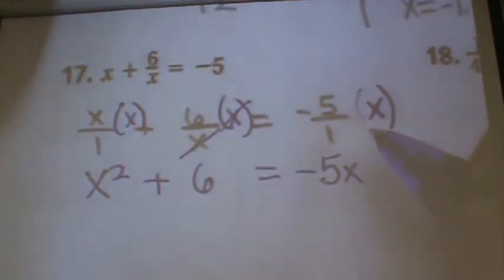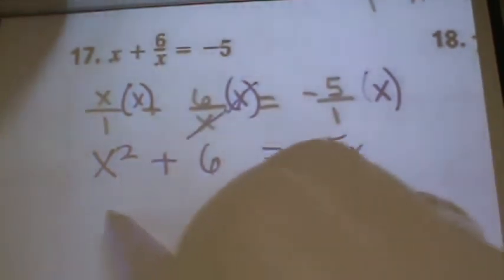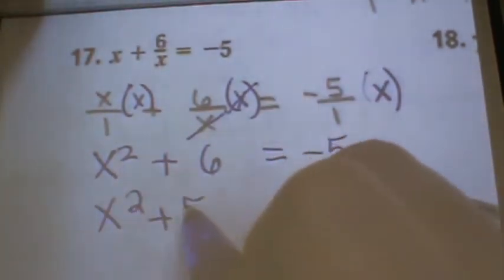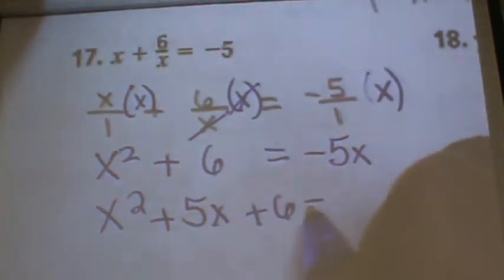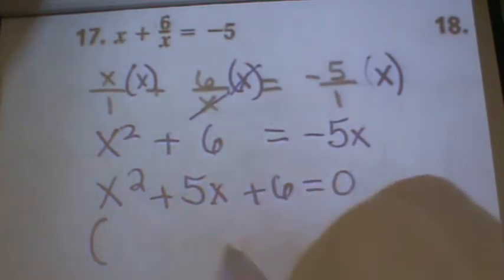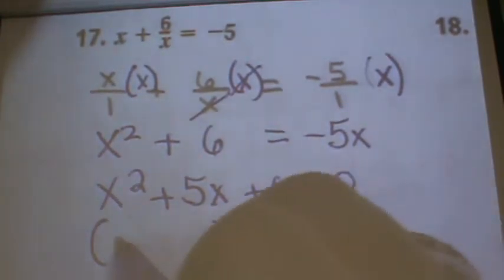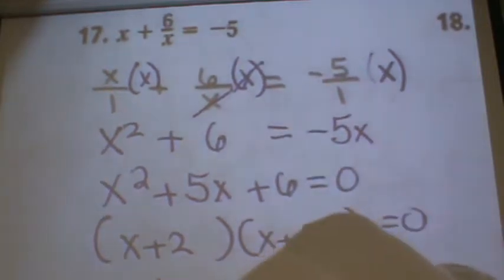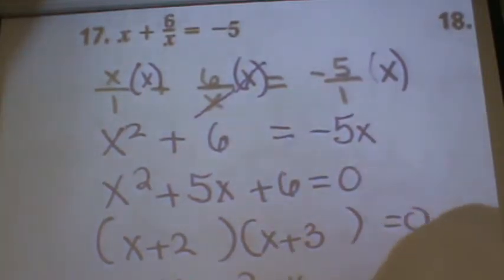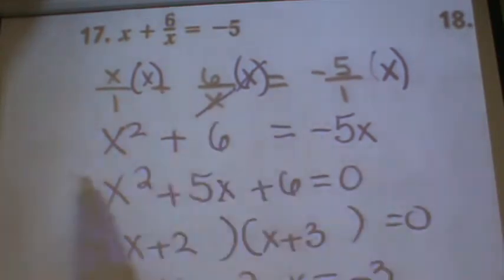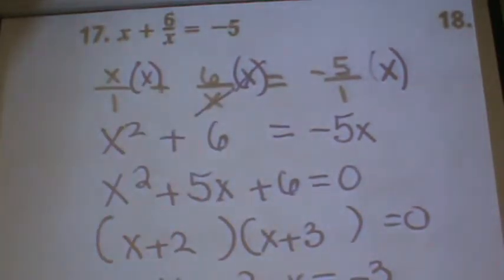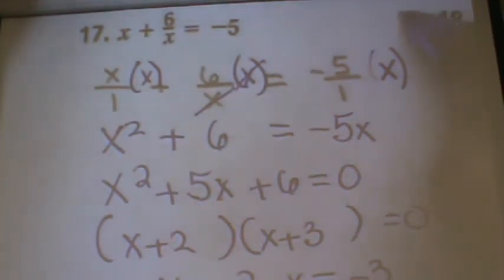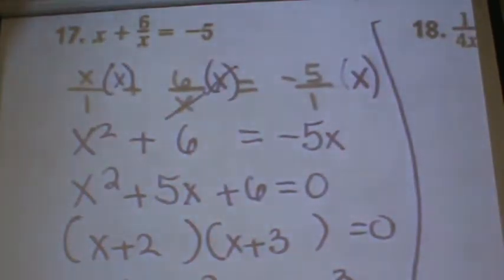Yeah, negative 3. Add what? Add 5x, factor what? Factor to x plus 2, x plus 3. You get x equals negative 2, x equals negative 3. Now, are these answers good? The only answer you wouldn't want is 0. So these are good.